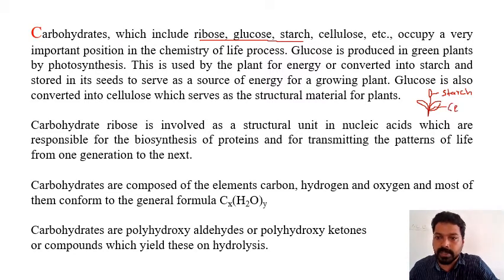Some of the animals can consume this cellulose. So in a simple plant, you can have two kinds of carbohydrates: one is starch and one is cellulose. Apart from starch and cellulose, there are certain carbohydrates like ribose, which we have learned in nucleic acids. Then we shall study glucose, etc.